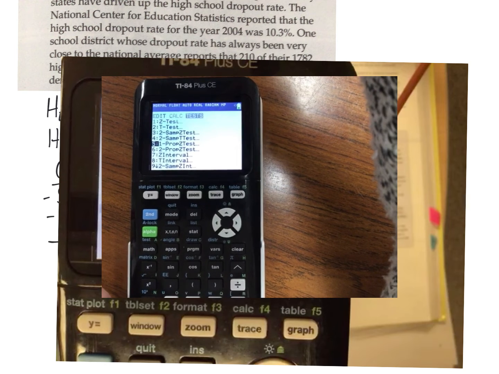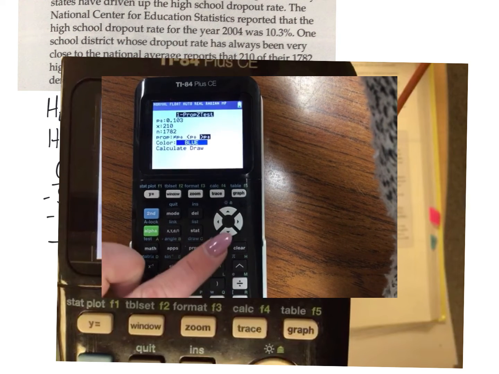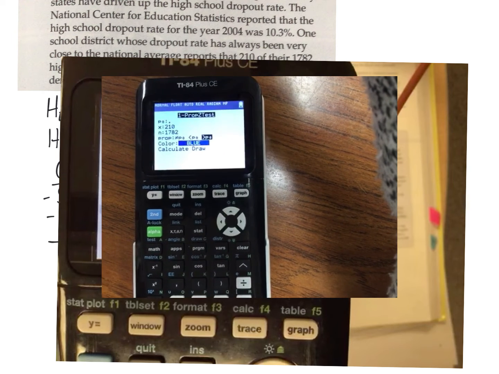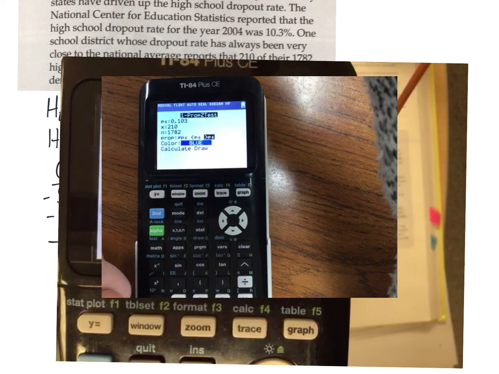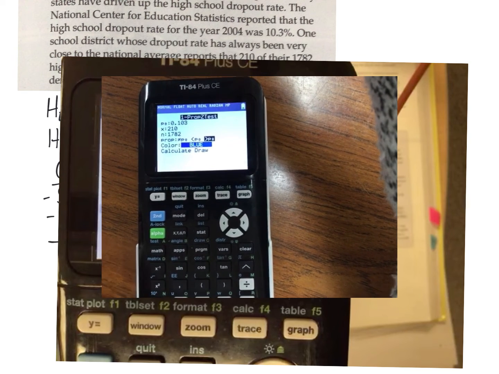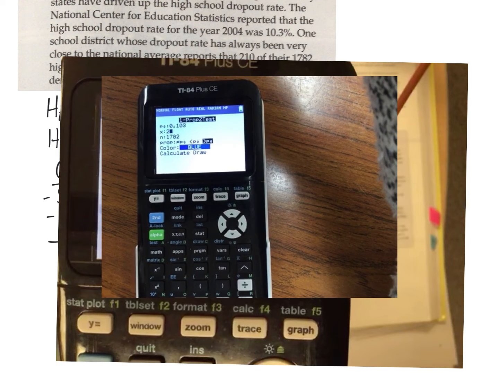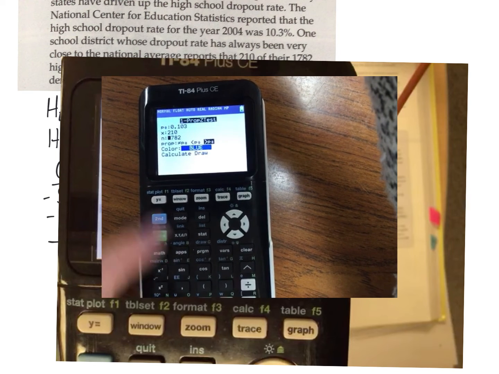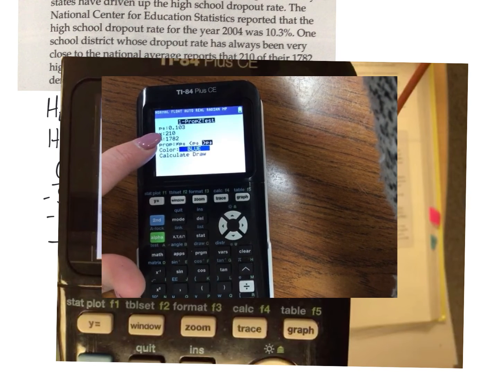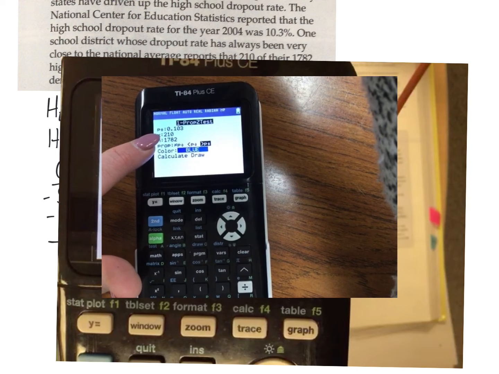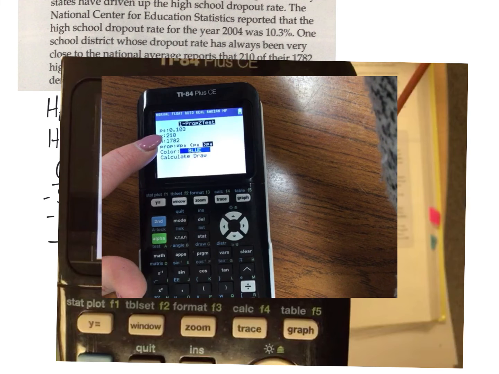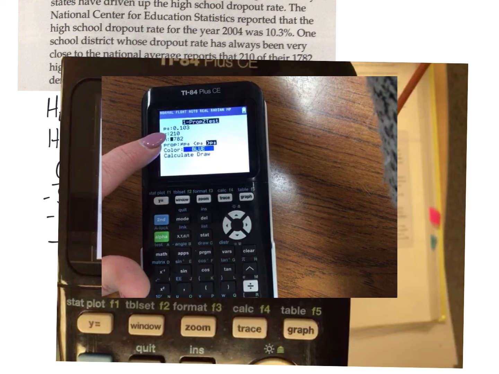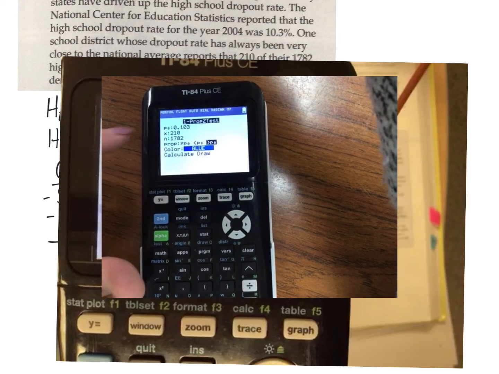It asks for p naught at the top. That is, what is your hypothesis? So what am I putting in for p naught for this problem? 0.103. What am I putting in for my x? How many successes were there? 210. This number must be a whole number. If it told you 11% dropout rate, and you had to multiply that by 1782, you'd get a decimal. You have to round that to a whole number for this to work. It'll tell you error if you don't put a whole number in for x. And 1782 is my n.